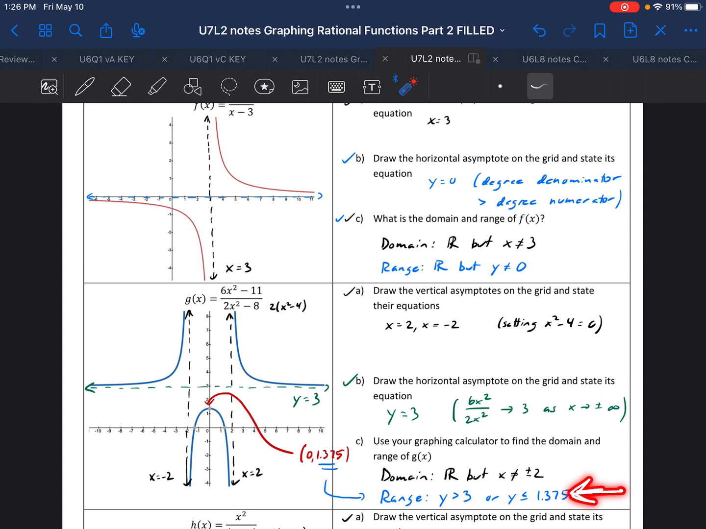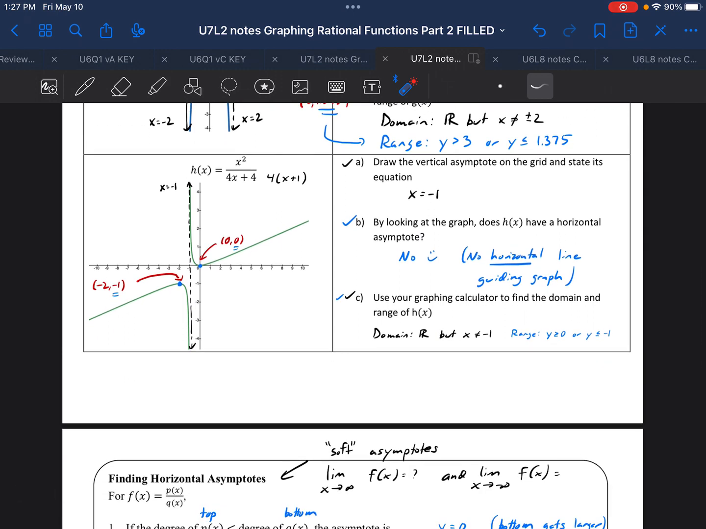This is our range right here. y can be anything bigger than 3. Okay, in this case the horizontal asymptote does not get touched or crossed. Or y can be anything less than or equal to this y value right here. For the domain, it's easier. We can just take out the vertical asymptotes again. So we have one vertical asymptote at -2, one at +2. So that's our domain, right? Our domain is all real numbers except for plus or minus 2.